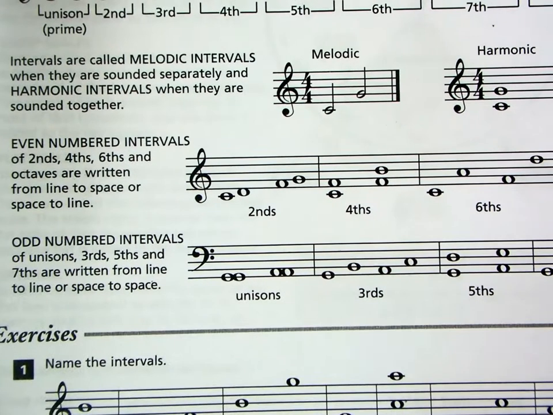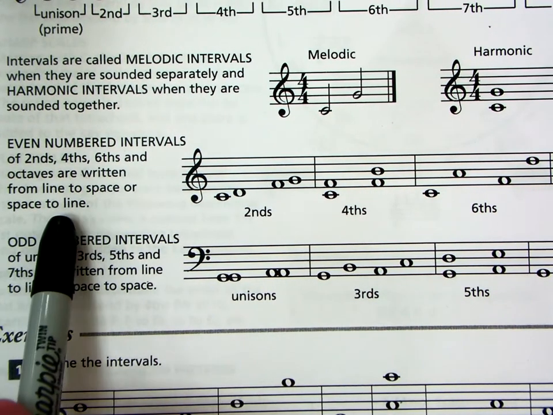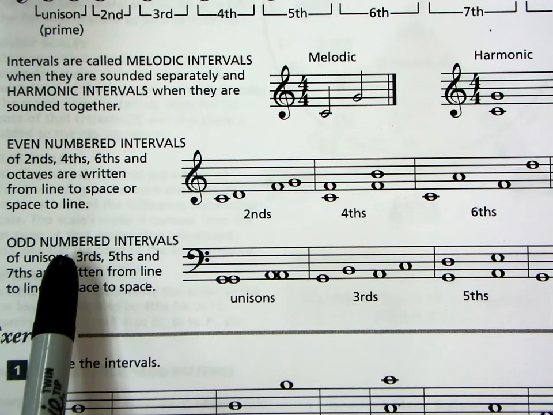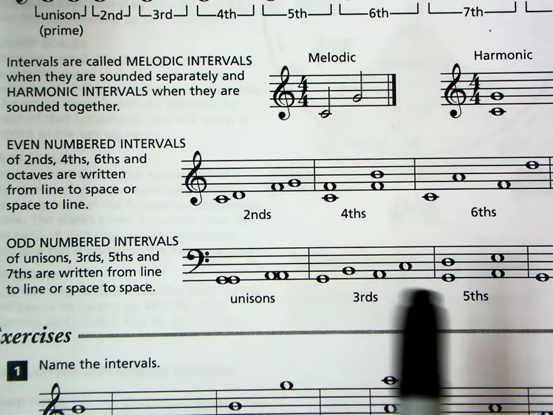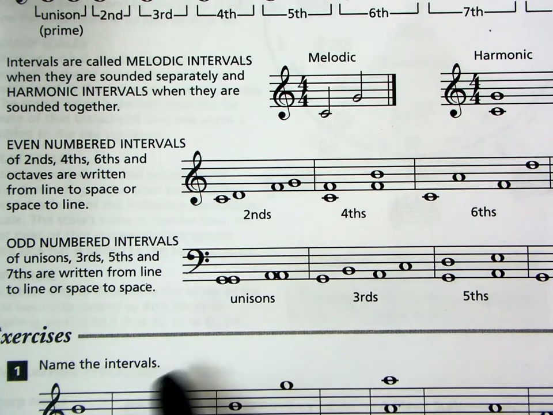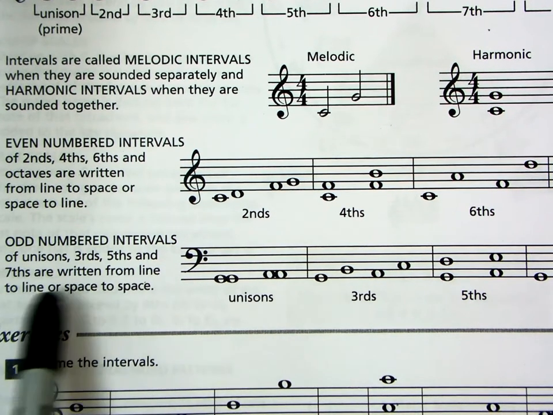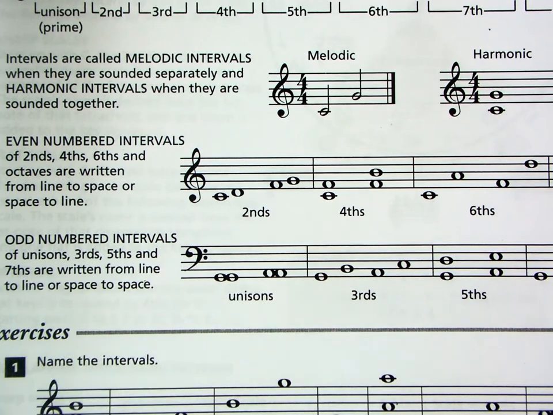Okay? Even numbered intervals of seconds, fourths, sixths, and octaves are written from line to space or space to line. So that's a nice little trick, right? If you're writing a second, it goes line to space or space to line, depending on where you start. Odd intervals of unisons, thirds, fifths, and sevenths are written from line to line or space to space. So the odd ones, they go from either line to line or space to space. And you can see those examples there.